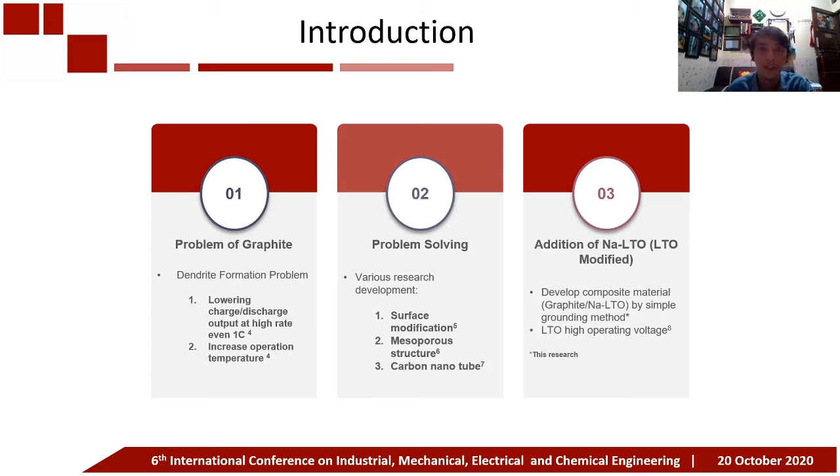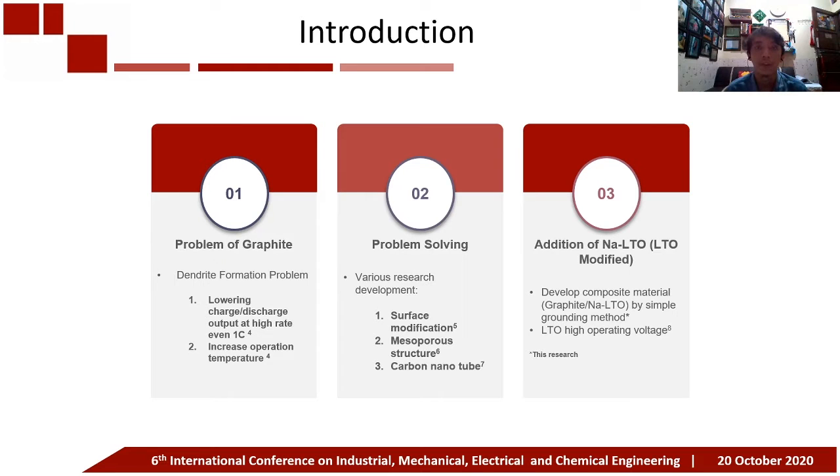However, there are several problems with anode materials in lithium-ion batteries, specifically graphite. Graphite has a disadvantage when used at a slightly high current. Dendrite formation can occur, which causes problems with battery performance. The most dangerous problem with dendrite formation is the increase in operating temperature.